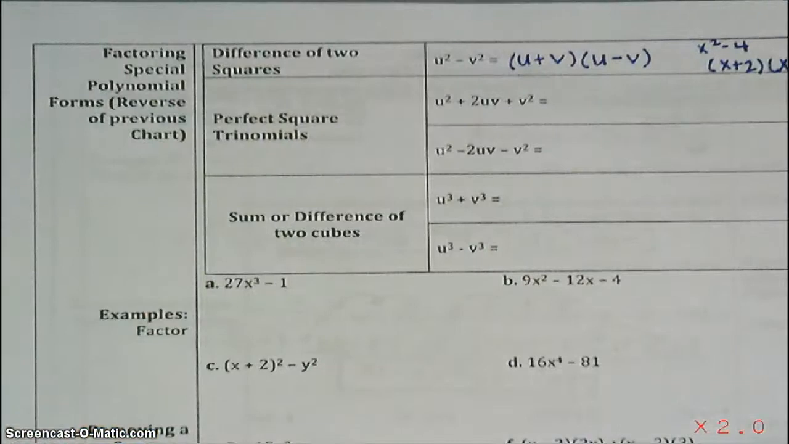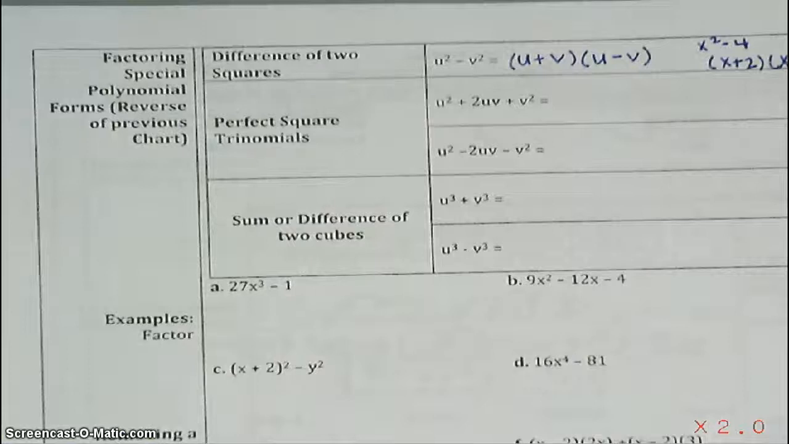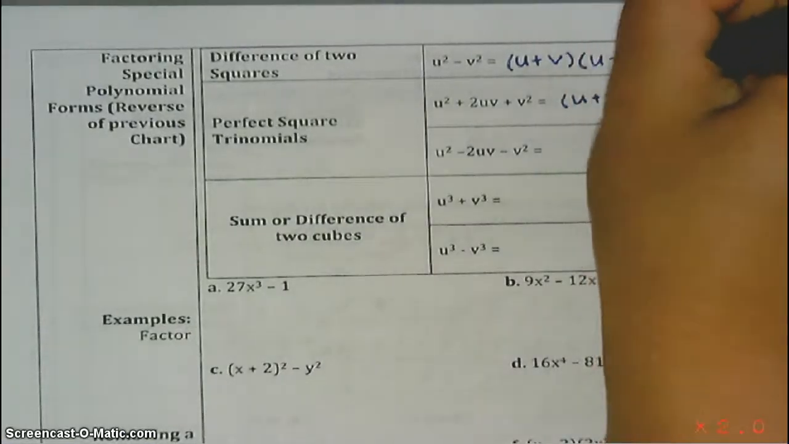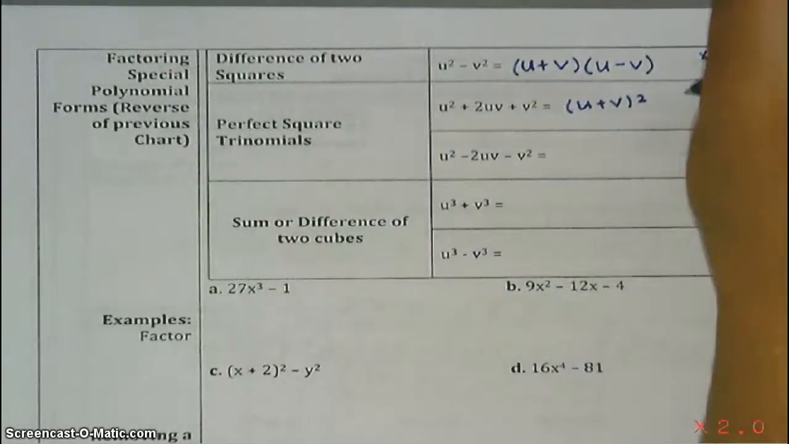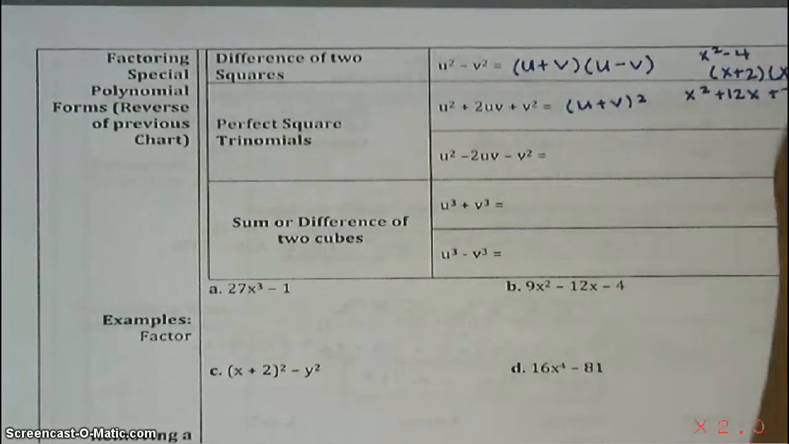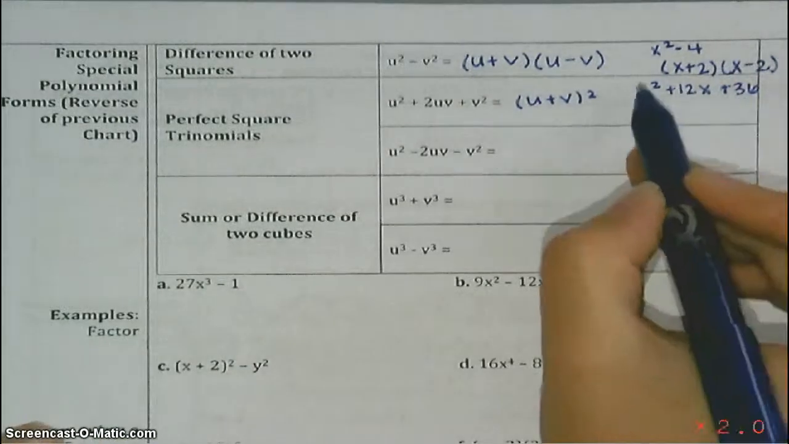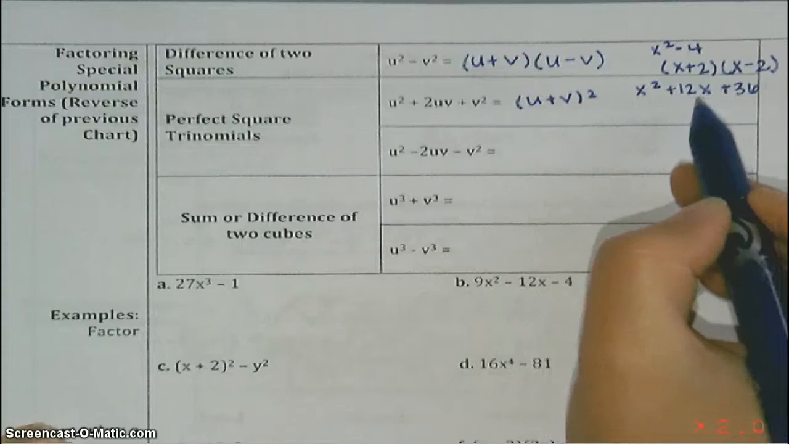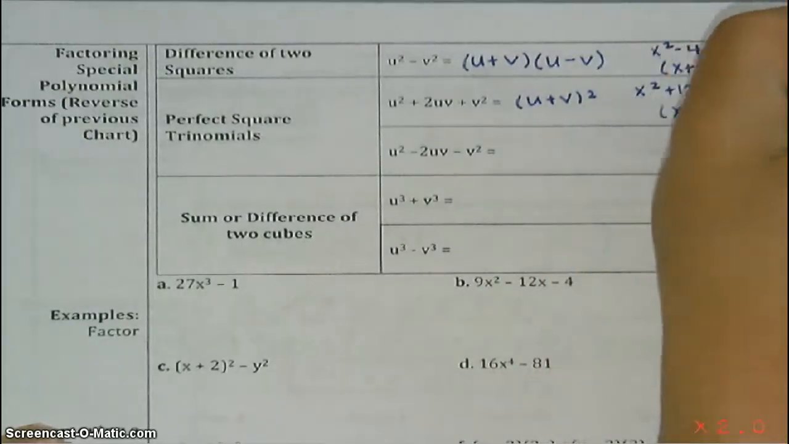Here, anytime that you identify two squared terms and then twice their product on the inside, you can factor that into just the perfect quantity of u plus v squared. A quick example, if you had x squared plus 12x plus 36, here 36, the square root of that is 6, x, the square root of x squared is x, and then 6 times 2 is 12. So here you can factor that into x plus 6 quantity squared.